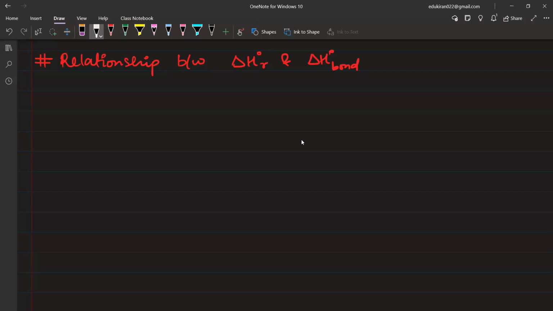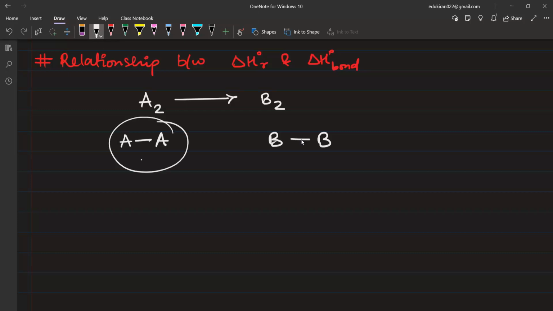ठीक है गाइस, प्लीज सी हियर. We have A2 and let us suppose it is getting converted into B2. ठीक है, it is getting converted into B2. बात समझ में आ रही सबको? हाँ या ना, जल्दी बताएं. ठीक है, अब ध्यान से देखिए यहाँ पे. In A2 we will have an A-A bond. In B2 we will have a B-B bond. बात समझ में आई? ठीक है. If A2 goes to B2, so obviously the A-A bond is getting destroyed.